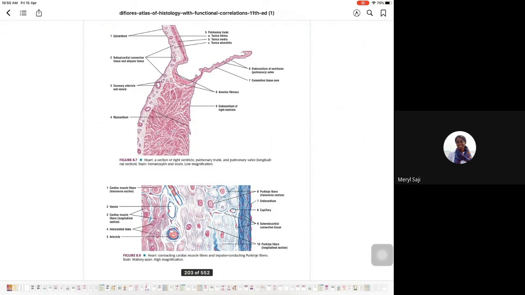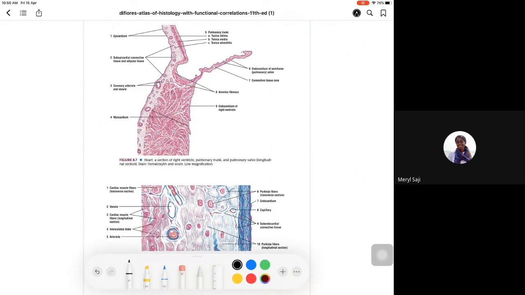I told you, you have to remember 5 things. 1 is endocardium, 2 is myocardium, 3 is the epicardium, 4 is the connective tissue between the epicardium and endocardium, subendocardial and subepicardial adipose tissue, that is 4. And 5 is the blood vessels that are traveling in the epicardium.